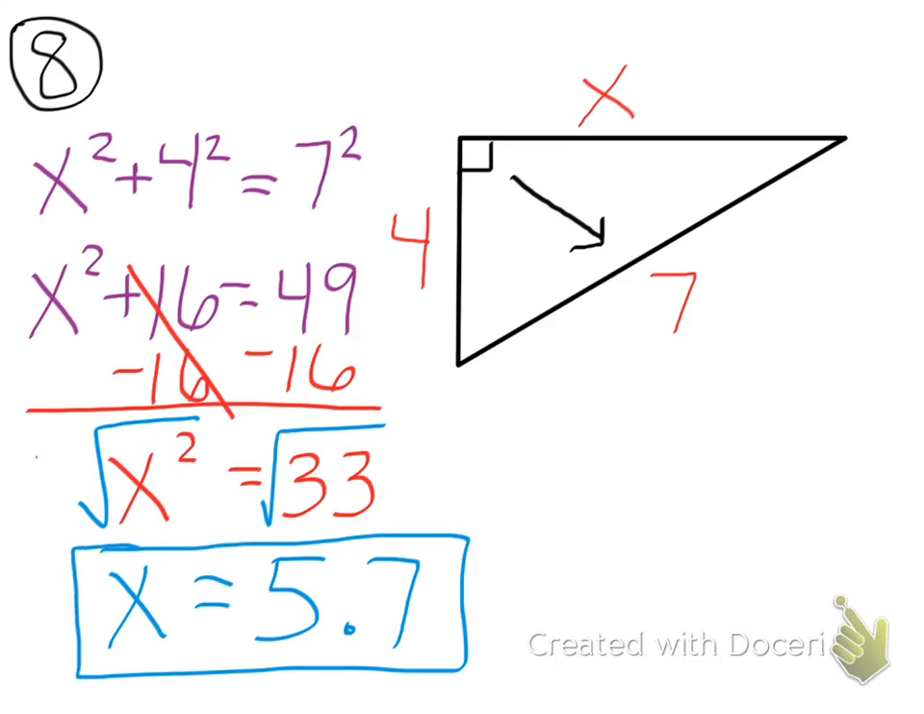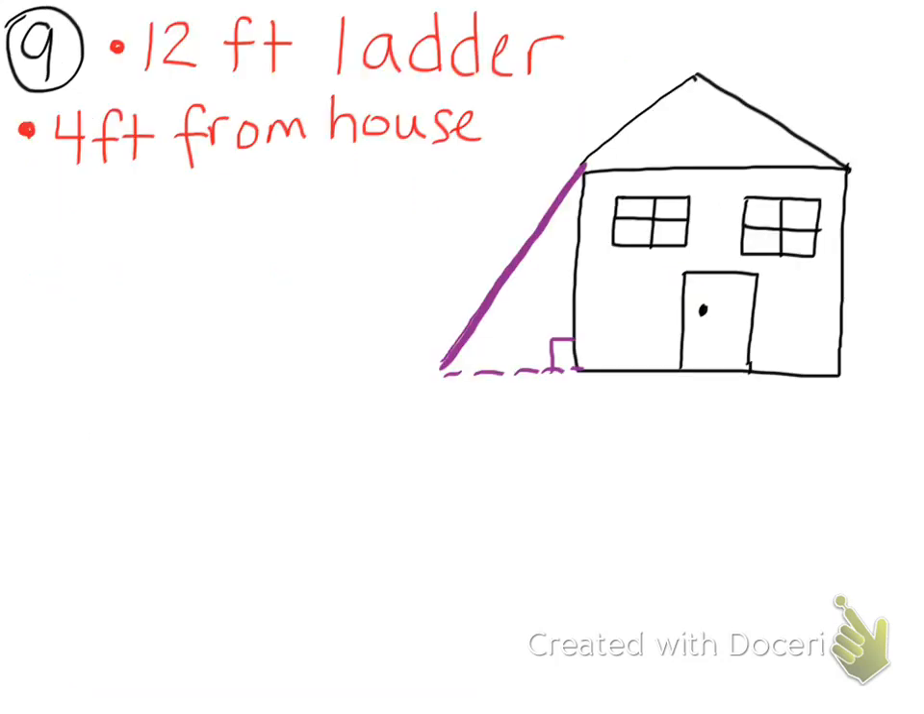Alright, let's move on to some more difficult problems. These ones are word problems. Alright, so I'm going to read the question. It says, Jamal leans a 12-foot long ladder against the side of a house. The base of the ladder is 4 feet from the house. How high in the house does the ladder reach?